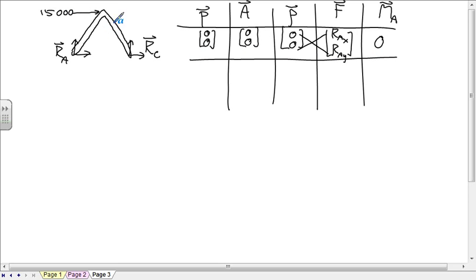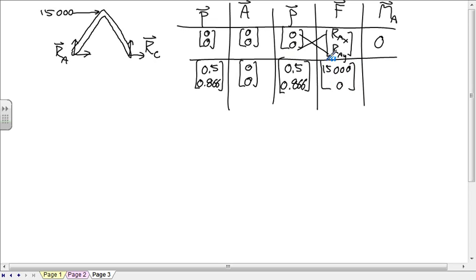And now go up to the top. What are the coordinates at that point? 0.5. Right, yep. 0.5, 0.866. The about point is still 0. So there's the row vector. The force is 15,000, 0. So 0.5 times 0 minus 0.866 times 15,000, and yep, negative 12,990.